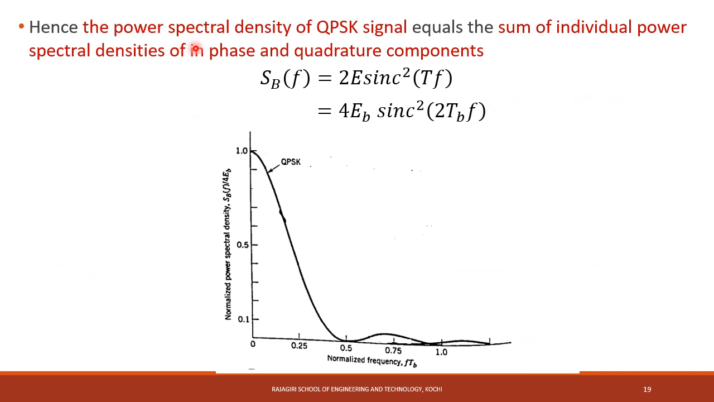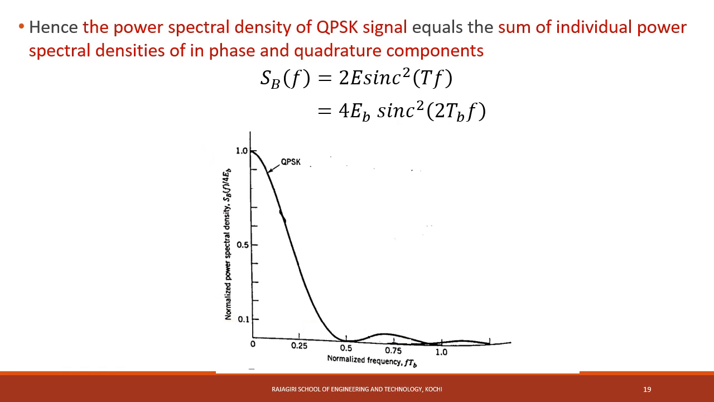Hence, the power spectral density of the QPSK signal equals the sum of the individual power spectral densities of the in-phase and quadrature components. So you can write SB of f is equal to 2E sinc square of Tf. Since E is equal to 2Eb and T is equal to 2Tb, you can write this as 4Eb sinc square of 2Tb f. So this shows the power spectral density of a QPSK signal.